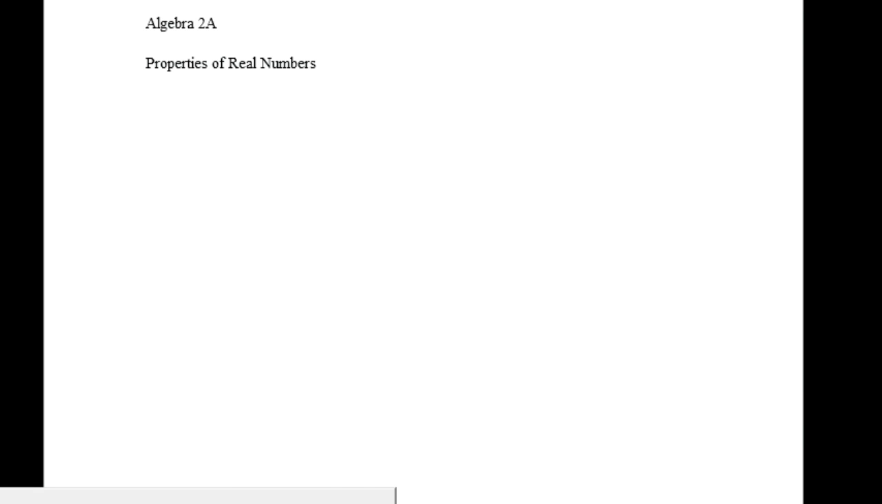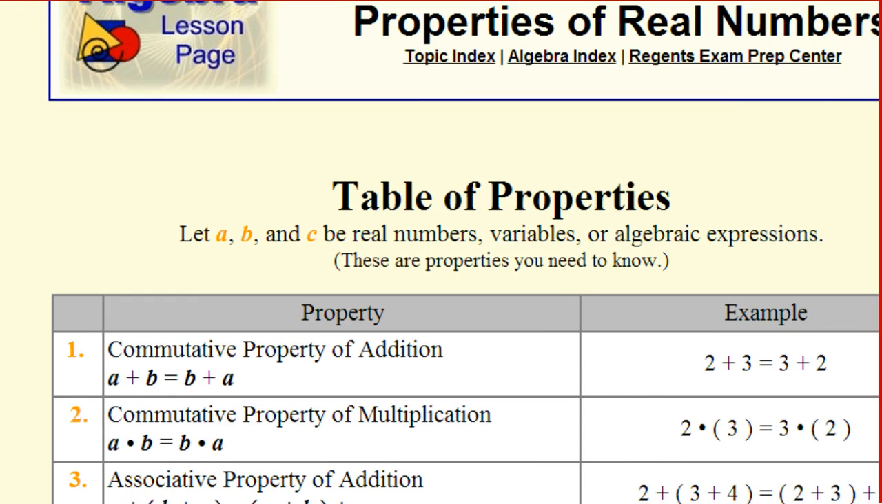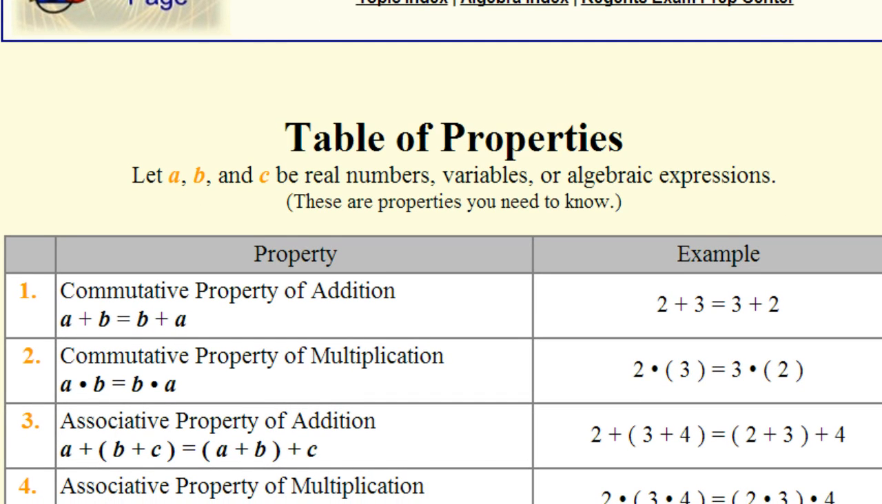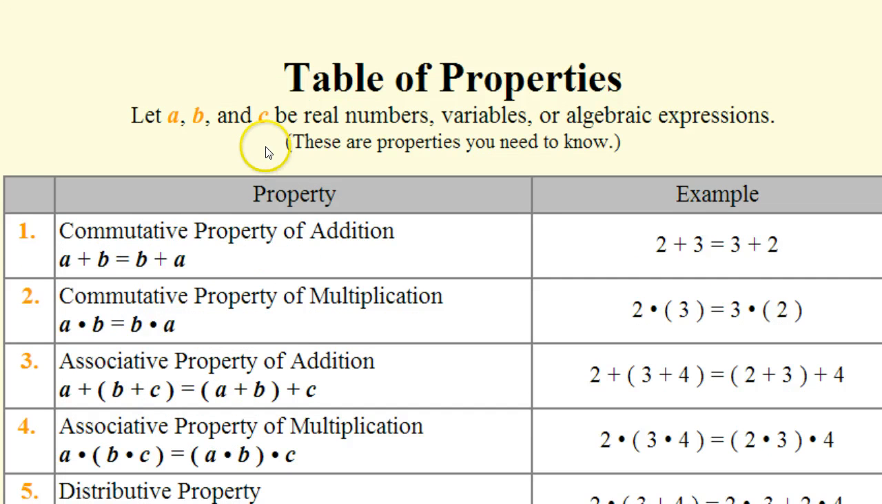Okay, so let's go to real numbers. There we go, the table of properties of real numbers. Now I am on Regions Prep. Most of you guys probably recognize this. Okay, and let's go right here to the table of properties. Now A, B, and C are going to be real numbers, variables, or algebraic expressions. So this works for any of those. The only things it can't work for are imaginary numbers, hyper imaginary numbers, surreal numbers. I mean, if you're amazed about imaginary numbers, there's a ton more groupings that go even higher.